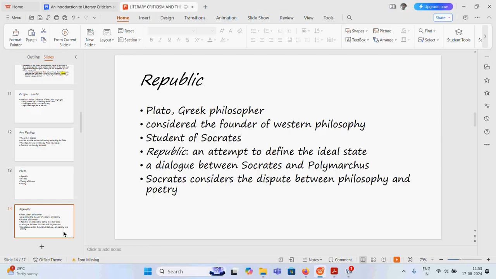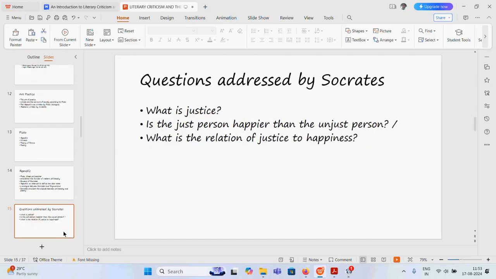As I told you, it is a dialogue. Between whom is this dialogue? It is a dialogue mainly between Socrates and Polemarchus. In this work, Socrates, who is the master of Plato, considers the dispute between philosophy and poetry. There are two main questions addressed by Socrates in this work.